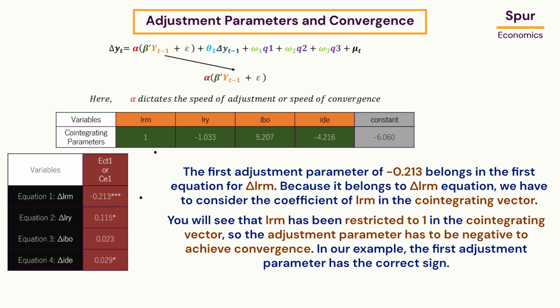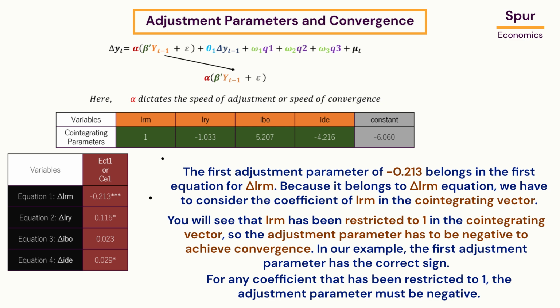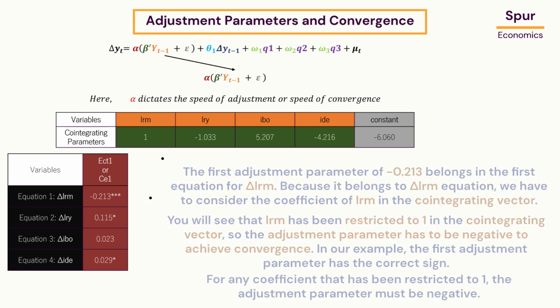Because it belongs to delta LRM equation, we have to consider the coefficient of LRM in the cointegrating vector. You will see that LRM has been restricted to 1 in the cointegrating vector, so the adjustment parameter has to be negative to achieve convergence. In our example, the first adjustment parameter has the correct sign. For any coefficient that has been restricted to 1, the adjustment parameter must be negative.